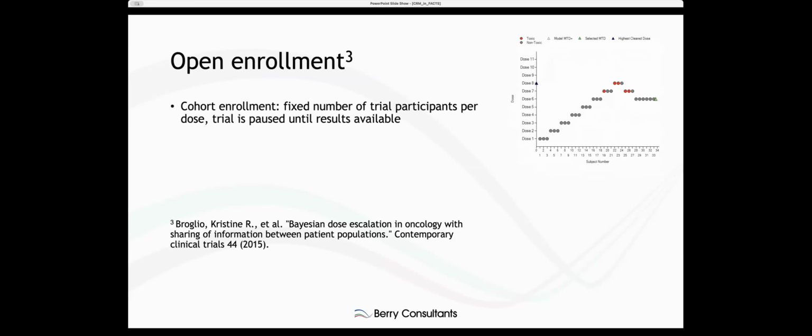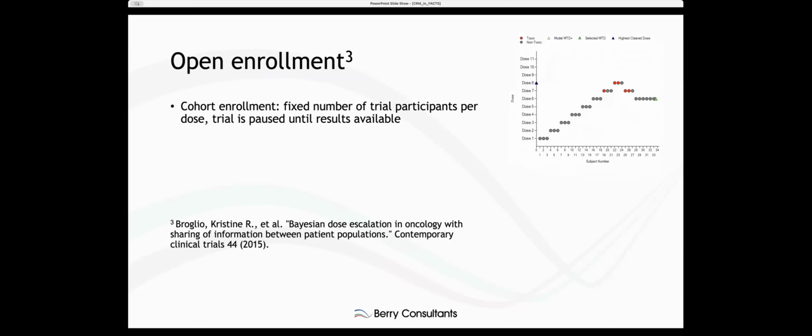Okay, so let's start with open enrollment. Traditionally, what we would be doing in a dose escalation study is have something that's called cohort enrollment. So we'd say that a fixed number of trial participants per dose are assigned, and the trial is sort of paused until these results are available. So assuming we start with dose 1, by the way, on the right-hand side, this graph shows simulations from the motivating example I gave earlier.